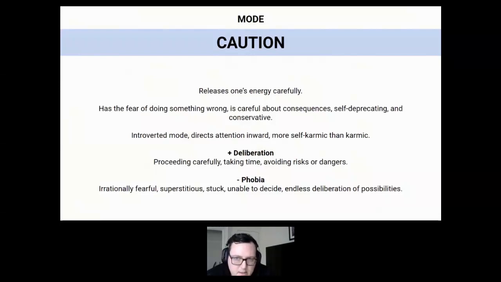A lot of people choose this mode, actually. This is the second most common mode. It's like 20% of the population. And I'll show you a chart at the end showing the percentage of each mode in the population. But I think this is chosen a lot because people can have very reckless lives in their past lives. And so for this life, they're learning how to be a little bit more cautious and careful with their actions so they don't make as many mistakes. So that's what caution mode is about.